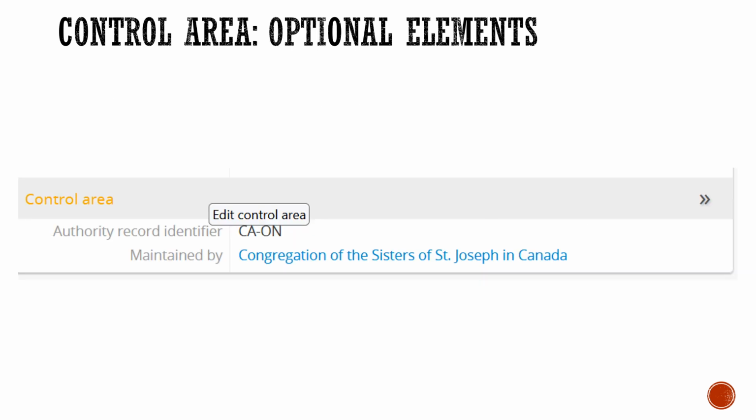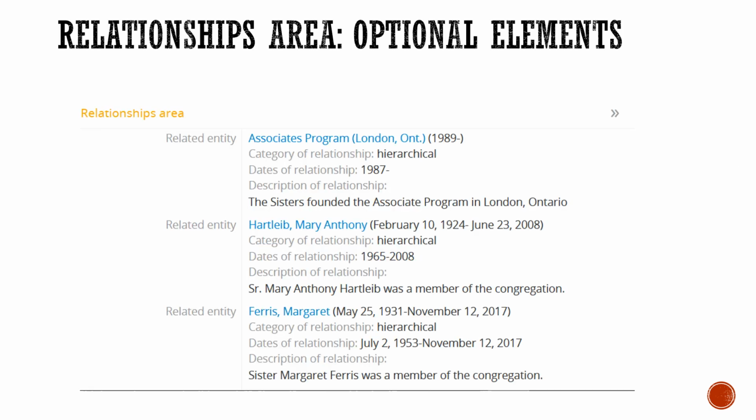All other elements in the control area are optional. These include maintaining repository, institution identifier, rules and/or conventions used, status, level of detail, dates of creation, revision, and deletion, languages, scripts, sources, and maintenance notes. All other elements in the relationships area are optional. These include related corporate bodies, persons, or families, and related resources.